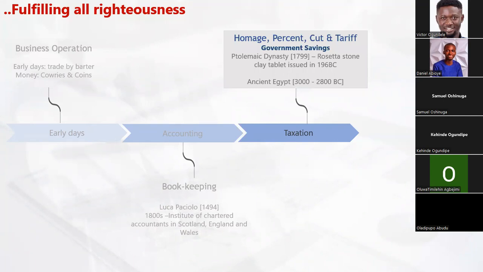Then in our olden days, they said one state will go and conquer another state, and they will tell them, okay, we allow you to live your normal life, but you need to be paying us homage. The whole concept of percent comes into play, or court or tariff. Just more like government trying to save in order to also do what? Increase their power.